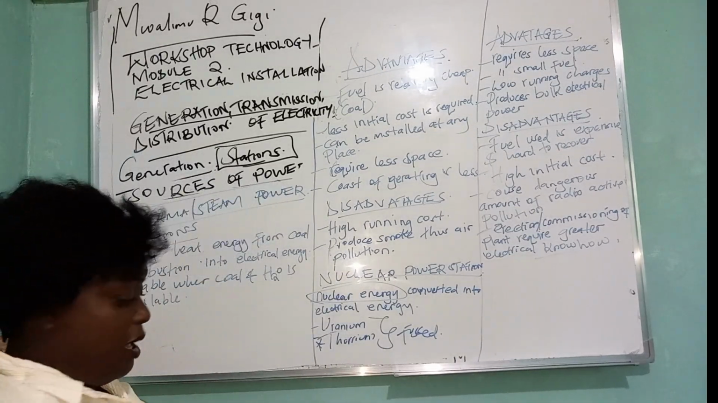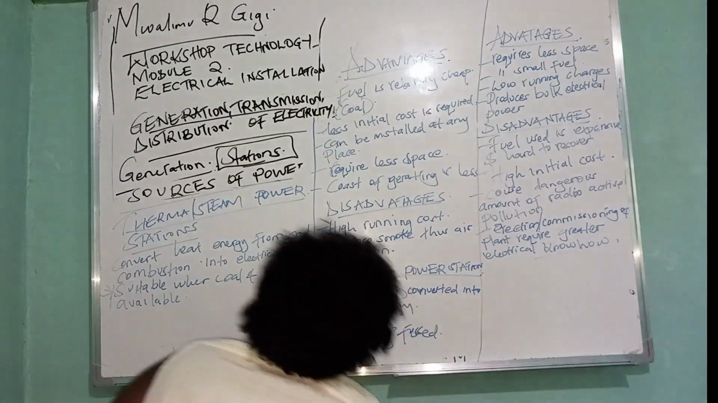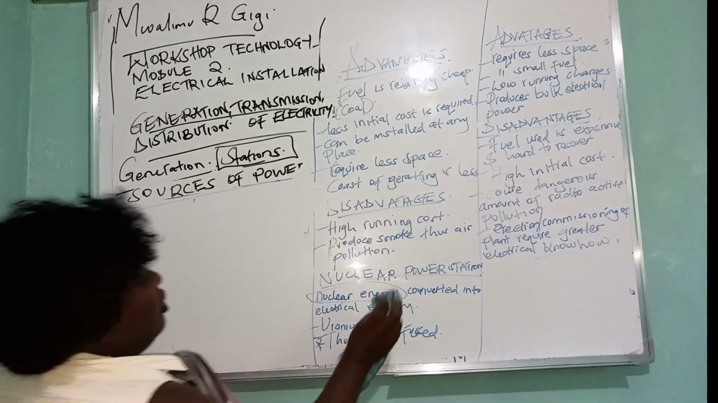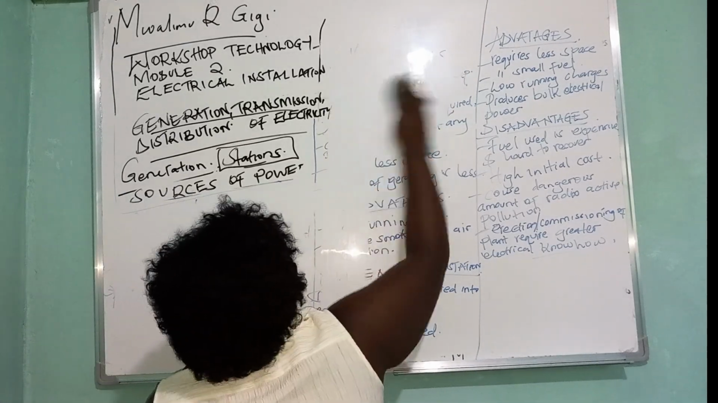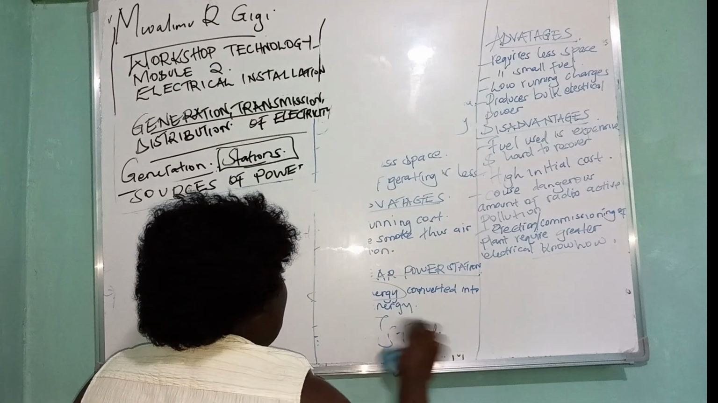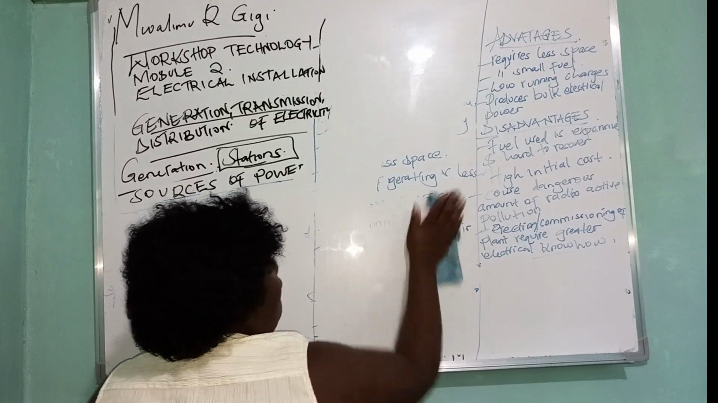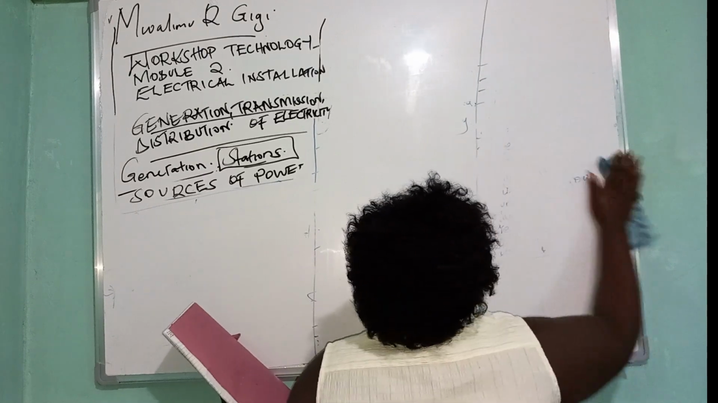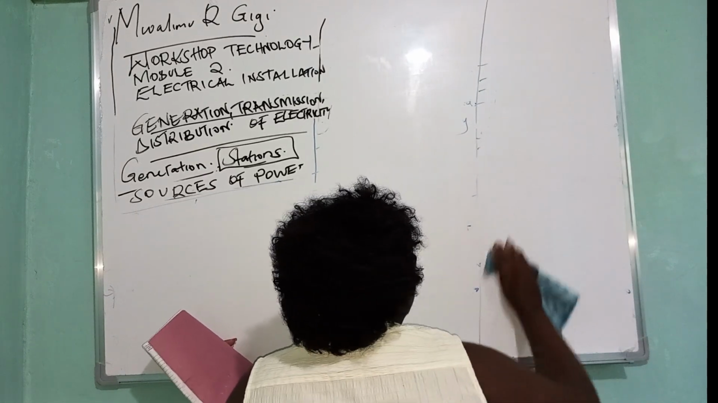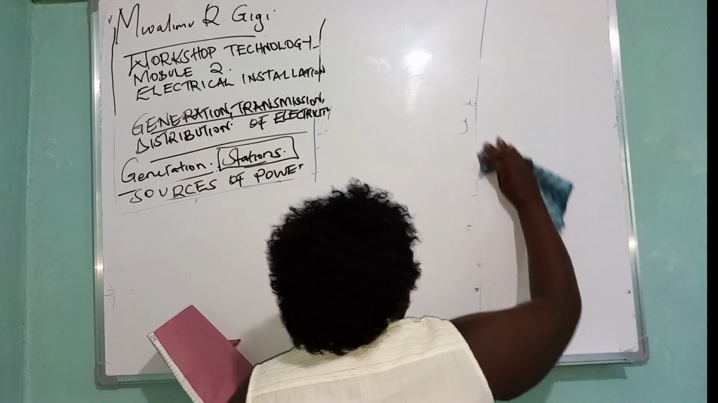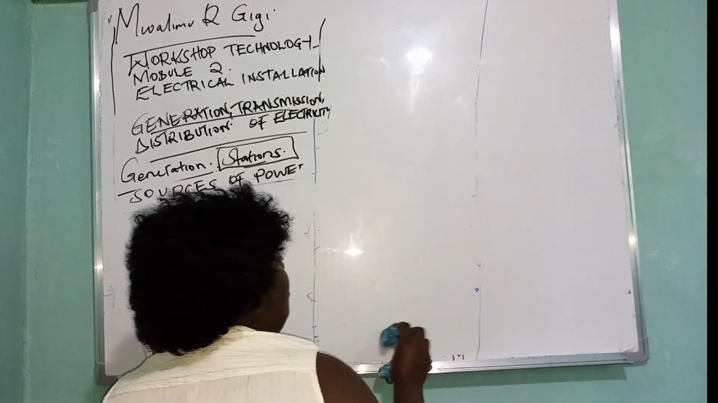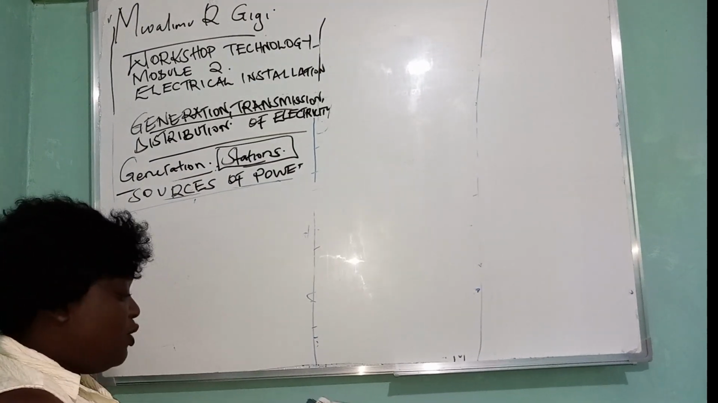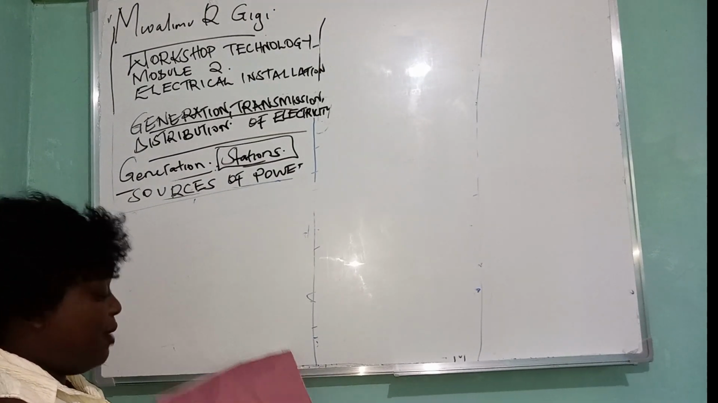So that is all about the nuclear. We can go to something else. And have something else. So we can go to next, which is diesel power station.